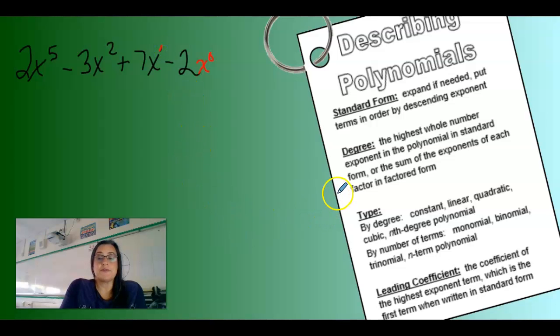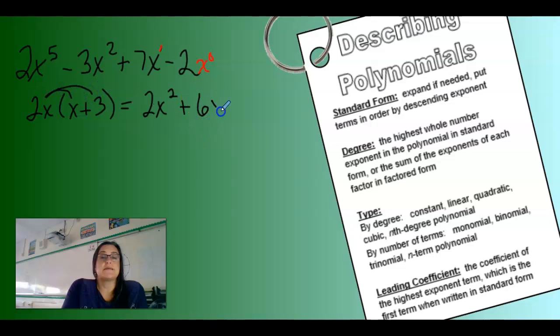Sometimes your polynomials are not given to you in standard form, and you need to rearrange them to write them in standard form. So for example, if I had a polynomial in factored form, 2x times (x plus 3), I would need to distribute in order to get rid of those parentheses. So that would simplify to 2x squared plus, and then 2x times 3 is 6x. So now this polynomial would be in standard form. It's in order by decreasing exponent.